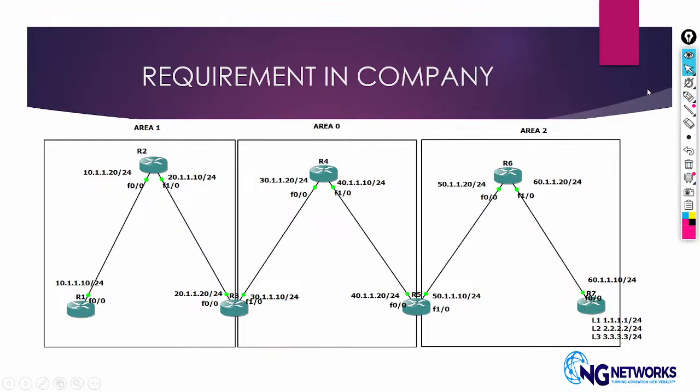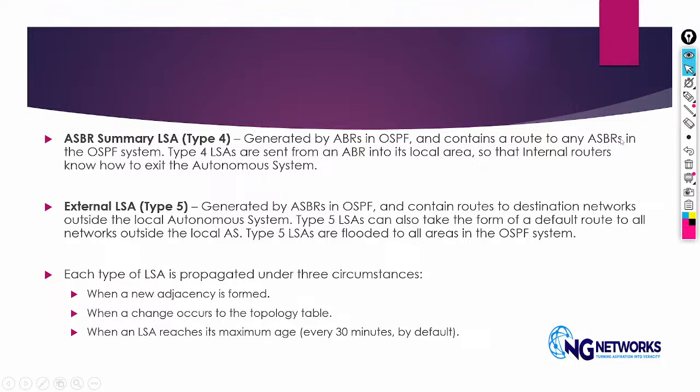So this was about the LSAs. Let us perform some lab. When an LSA is propagated, there are three circumstances in which the advertisement is generated. LSA is nothing but the update packets. When a new adjacency is formed and the routing tables are exchanged, the LSAs will be generated. When a change occurs in the topology table, if any route is added or removed, then an LSA will be generated. And when an LSA reaches its maximum age, that is 30 minutes by default, it will also be regenerated.